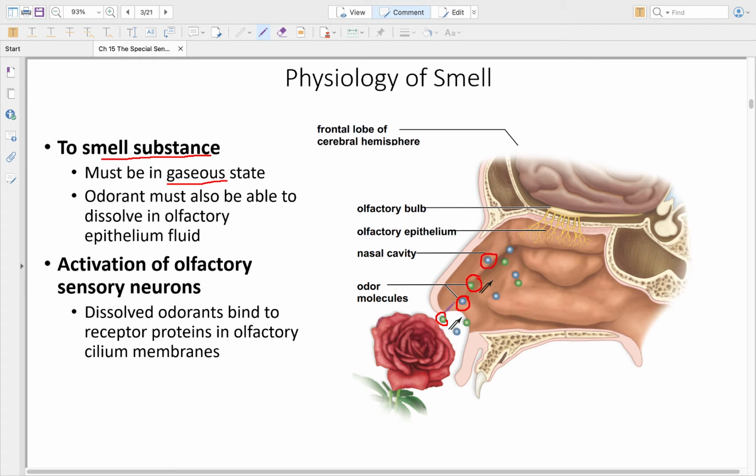And once they're in the nasal cavity, then that odorant in that gas state will dissolve into the olfactory epithelium and get picked up by these olfactory neurons. The activity of these neurons basically occurs when these odors reach the receptors, and then that smell is carried through the olfactory tract to the olfactory bulb and then to the brain for processing.